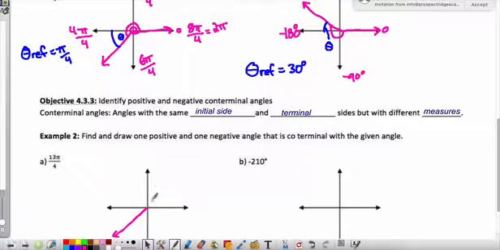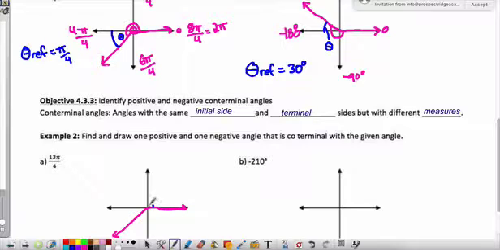Now, in this one, it started here. This was its initial side. This is its terminal side, but it went around a whole bunch of times. So in this case, it makes it kind of easy to find a positive and negative coterminal because I can go around a whole bunch of times. There's actually an infinite number of coterminal angles because I can just keep going around. Or I'll just go around one time and find the positive one.